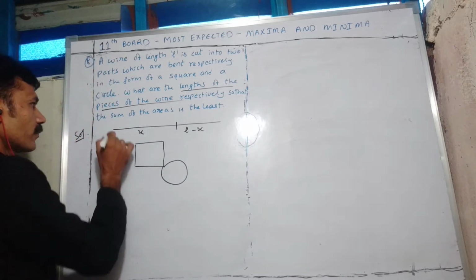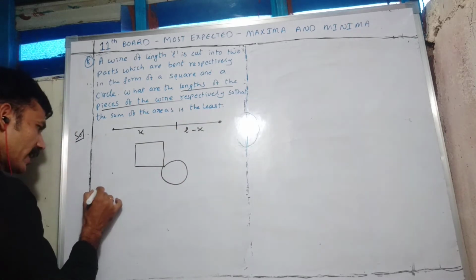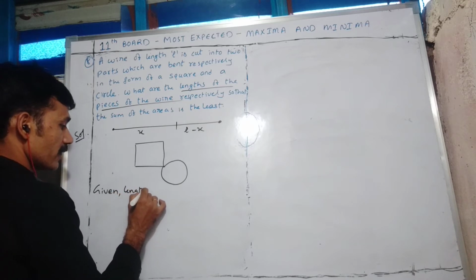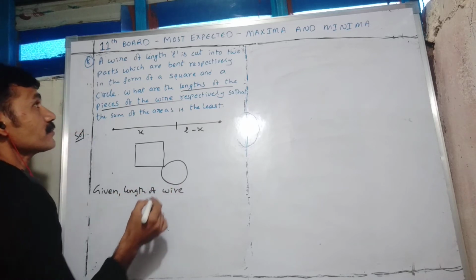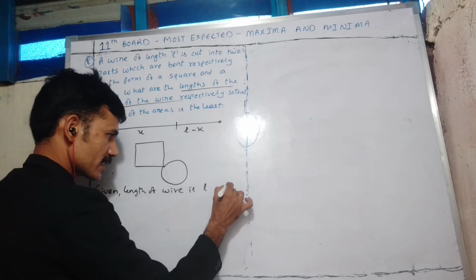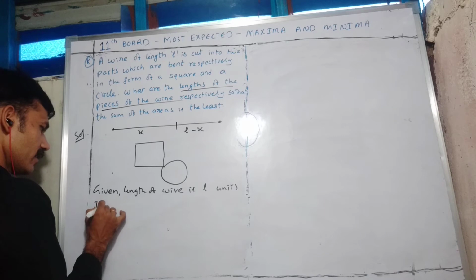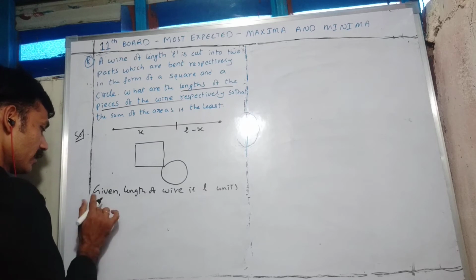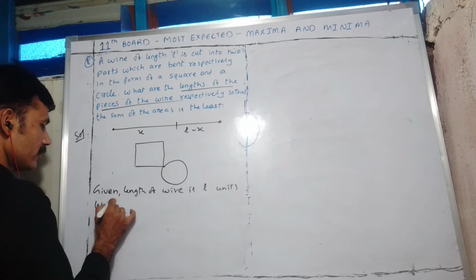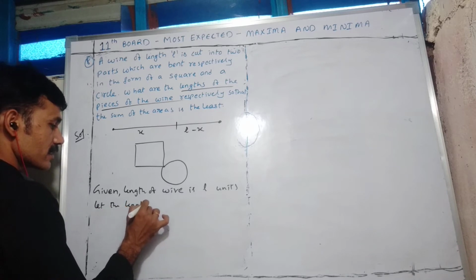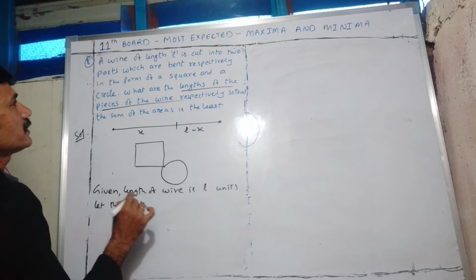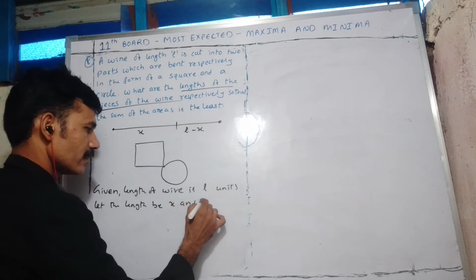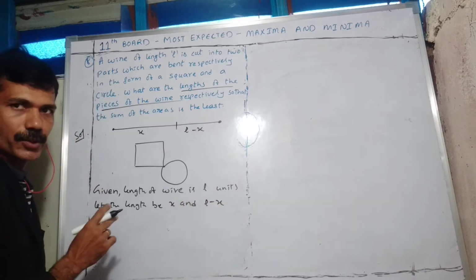First, see what we can do. What is given? The length of the wire is given, the length of the wire is L units, and let it be cut into two parts, and let the lengths be x and L minus x.